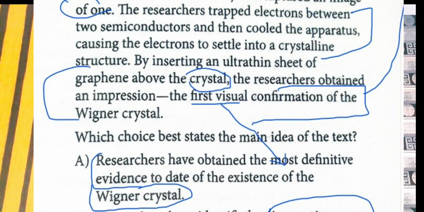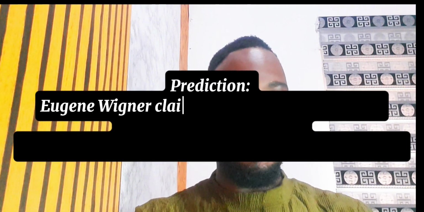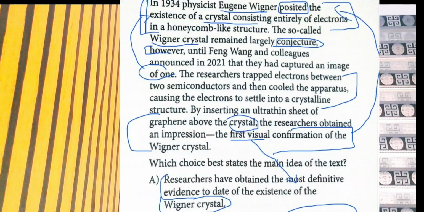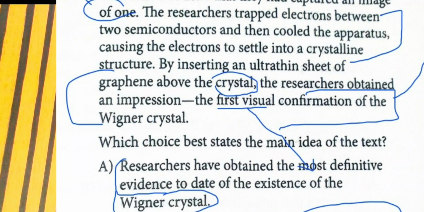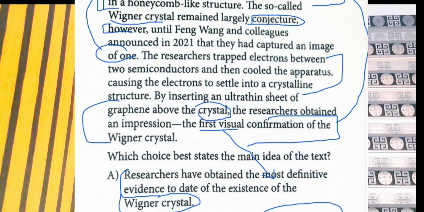Okay, so now we're down to the options. The first option gives us: researchers have obtained the most definitive evidence to date of the existence of the Wiener crystal. So my prediction, trying to remember my prediction now, was that Wiener posited the existence of the crystal, and then it was confirmed. And this seemed to say just that: researchers have obtained, which captures a lot of the information we have at the bottom, except of the Wiener crystal. There is Wiener. So there's no word that we can eliminate from here with respect to my prediction and with respect to what we have on the text, right?